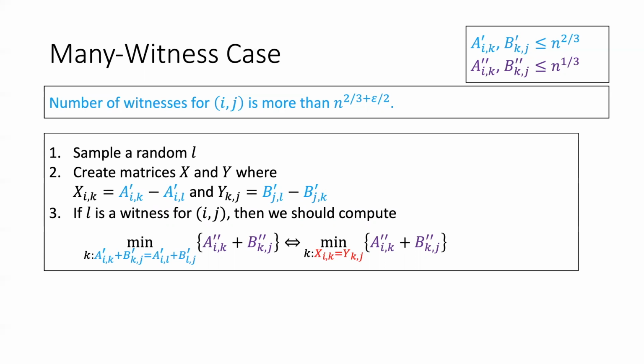Then recall that our goal is to first primarily minimize A prime_ik plus B prime_kj, and then secondarily minimize A double prime_ik plus B double prime_kj. So the left-hand side here is the quantity we want to minimize for ij. And by definition of X_ik and Y_kj, we can equivalently write it as the right-hand side. And this is exactly Fredman's trick. So now the goal becomes that for every ij, we want to compute the quantity on the right-hand side. And recall that A double prime and B double prime have entries bounded by n to the 1/3.